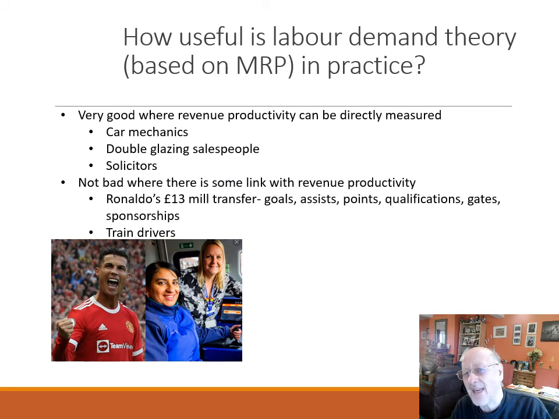Now, it's not bad where there's an obvious link with revenue productivity. So, for example, Ronaldo was transferred for £13 million, and it's possible vaguely to measure his productivity: goals, assists, the number of points, whether Man United get into Europe, whether they win the league, whether they win the cup. You could look at the impact on gates, you can look at the impact on sponsorships, so not bad. Similarly, train drivers, they will drive passengers a certain number of passenger miles, and those passengers will be paying for their tickets. So there is a link there, not as strong as with the top group.